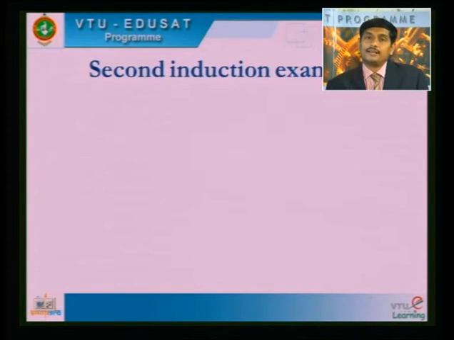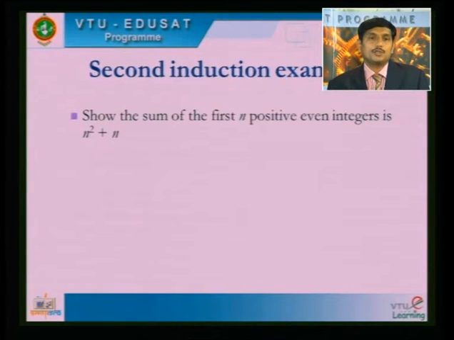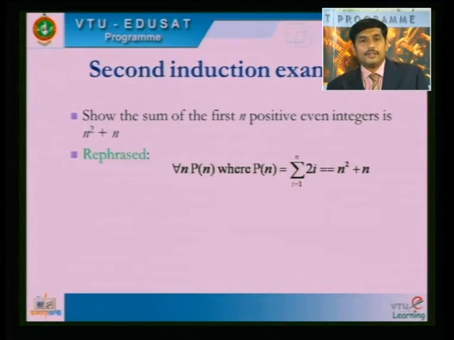In the second induction, this is another example we are giving here. Show that the sum of the first n positive even integers is n squared plus n. We rephrase this problem as for all n, P(n), where P(n) is the summation with i running from 1 to n.